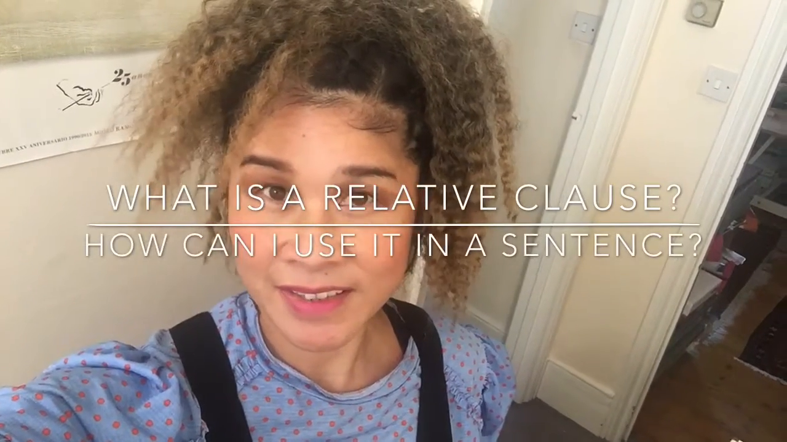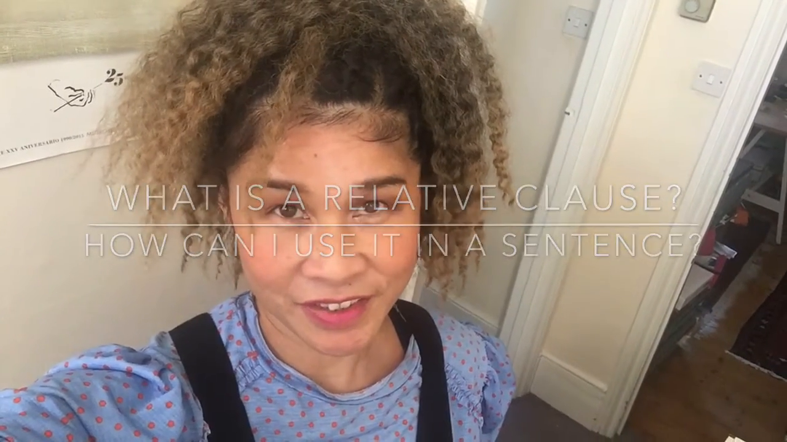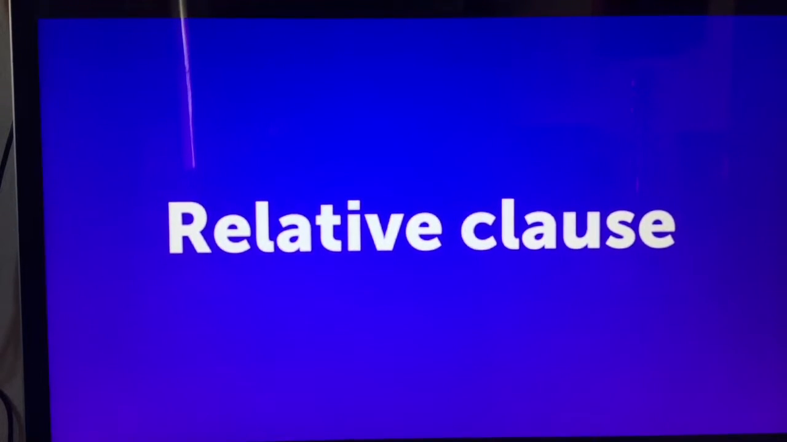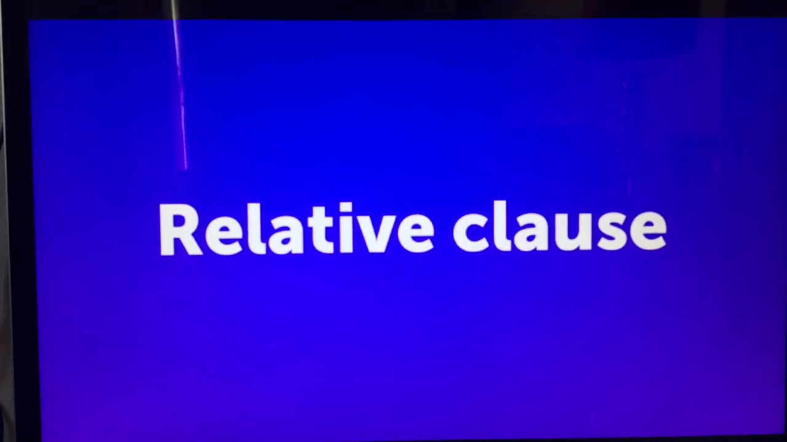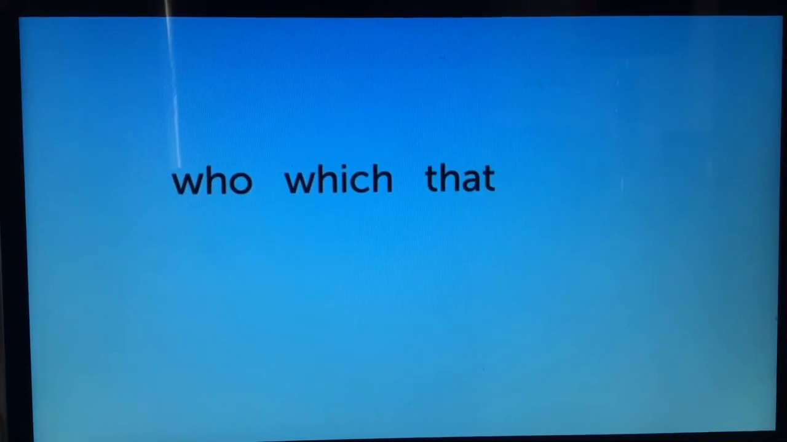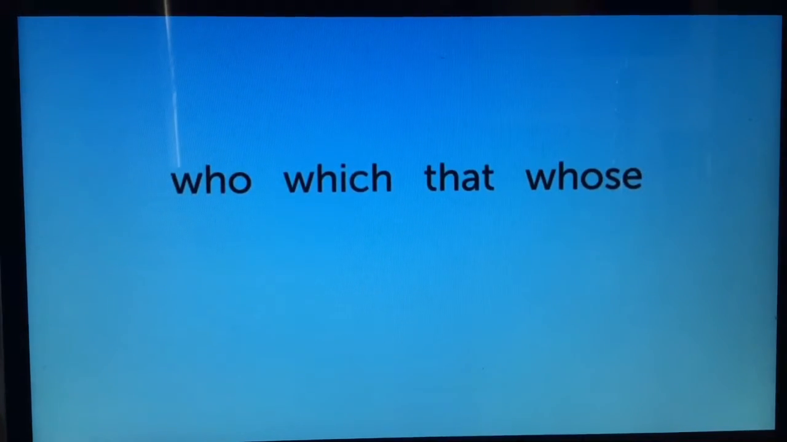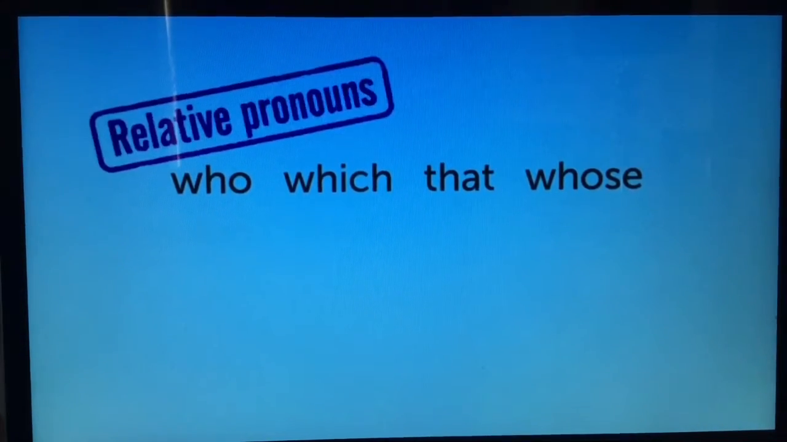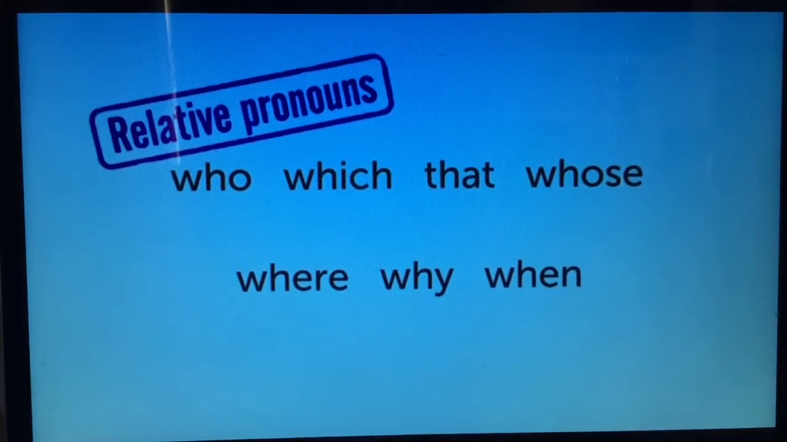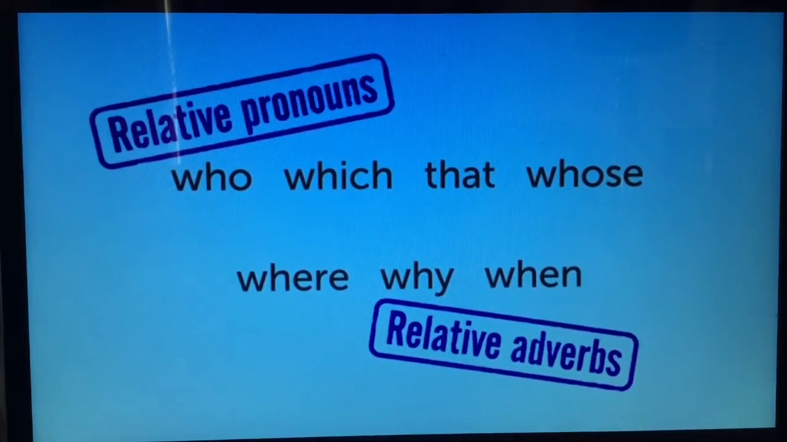We're going to be looking at what a relative clause is and how to use it in a sentence. A relative clause gives more information about the noun in a sentence. A relative clause begins with either who, which, that, whose. These are called relative pronouns. Or where, why, when, which are relative adverbs.